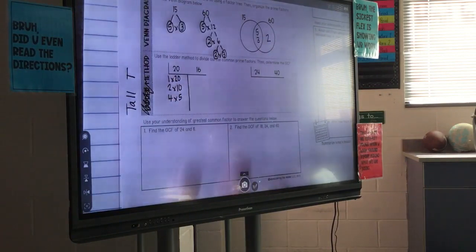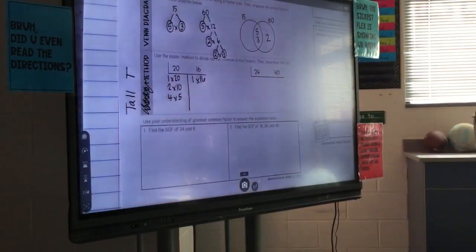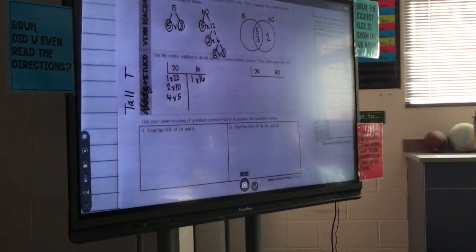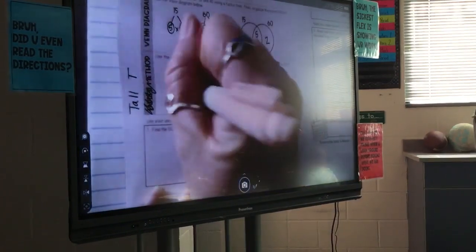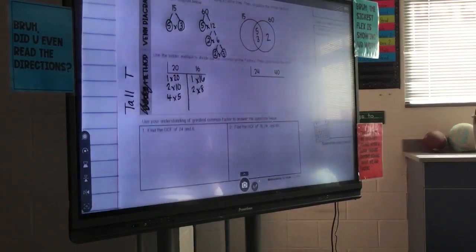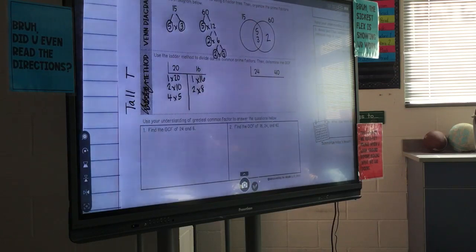So 16, again, I'm starting with 1 times 16. All right, what times 2 gives me 16? Isaac. 8. All right, so 2 times 8. What times 3 gives me 16? So let's make a mistake here. Because is there anything times 3 that's going to give me 16? No. Let's say that we say 3 times 8.